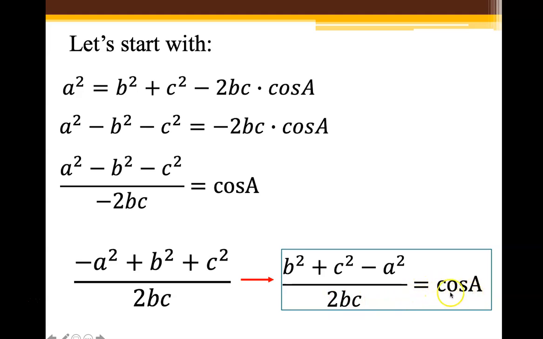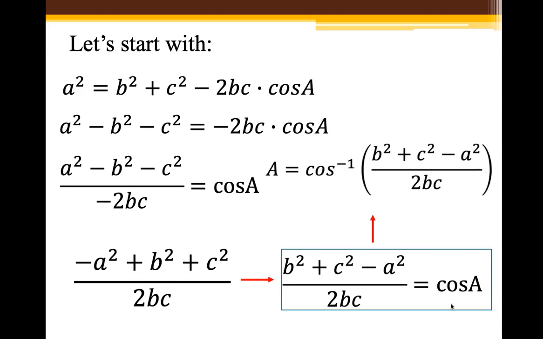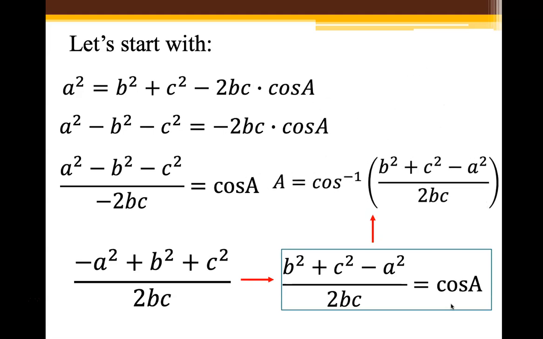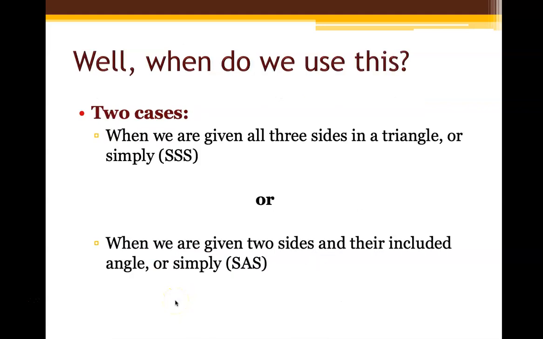So then if I take this formula, how would I solve for angle A? Well, quite simply, I will just take the inverse cosine of that. So that's how I can take the original or the general form or the standard form of the law of cosines and turn it into a form that solves for the angles. So here are basically the three what are called alternate forms, or forms that you can use to solve the angles. Now, when do we use this?